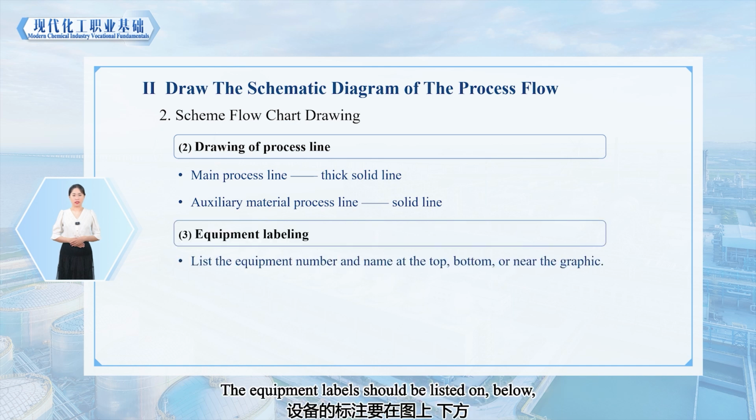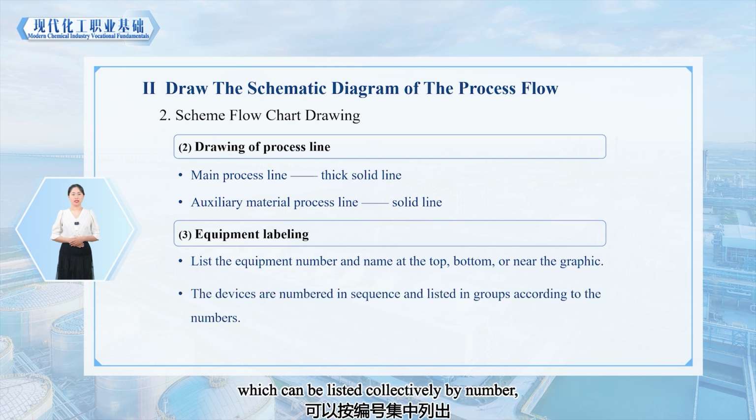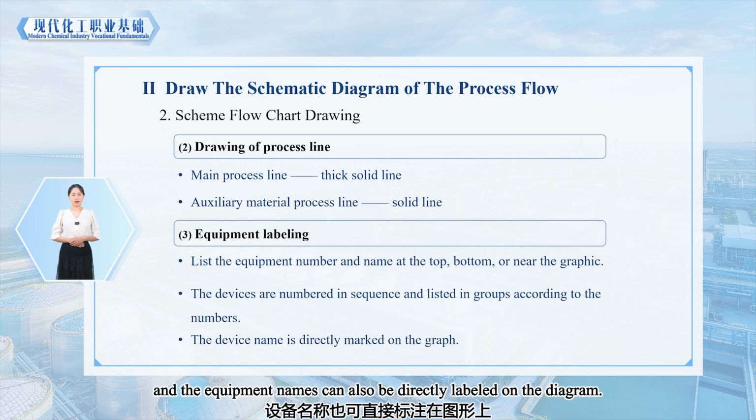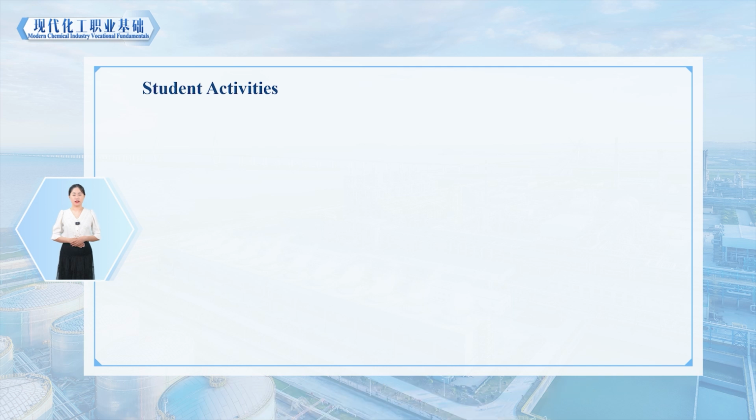The equipment labels should be listed below, or near the diagram in prominent positions with the equipment numbers and names, which can be listed collectively by number, and the equipment names can also be directly labeled on the diagram. Next, let us challenge ourselves with drawing a process flow chart.